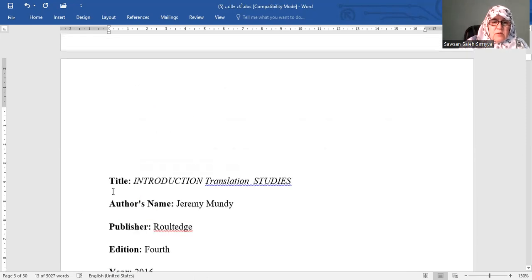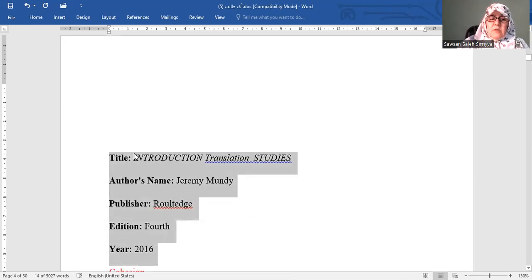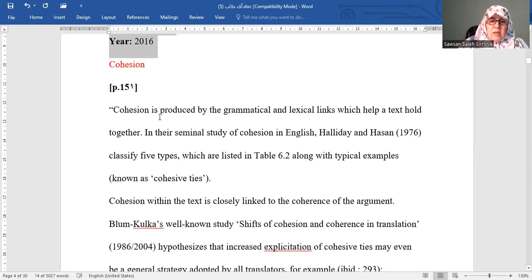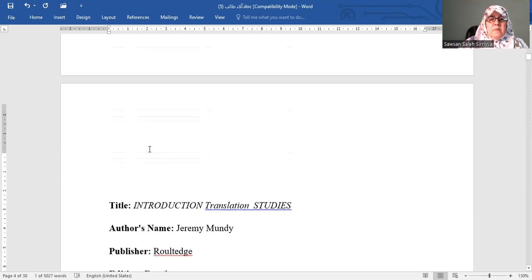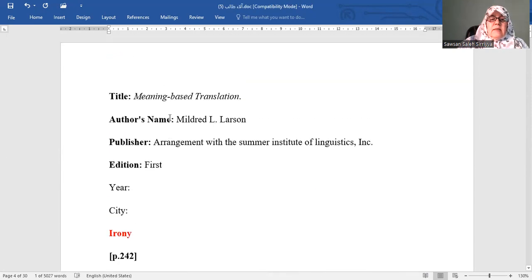So when you take notes, you have to write the information of the source, okay? Where is the author? Where is the title of the book, the publisher, the edition, etc. You have to state all these, then you write what you quote between 2 quotation marks, and then the page number. Okay, so this is how we write the notes from these sources.